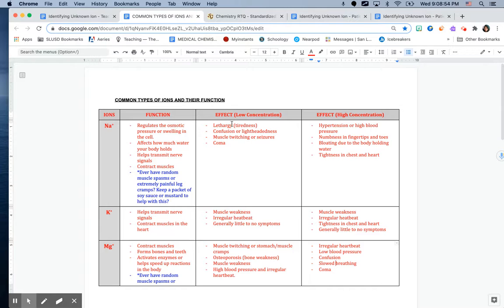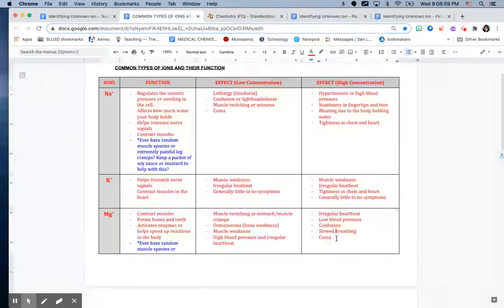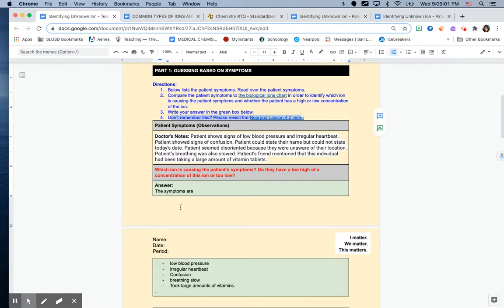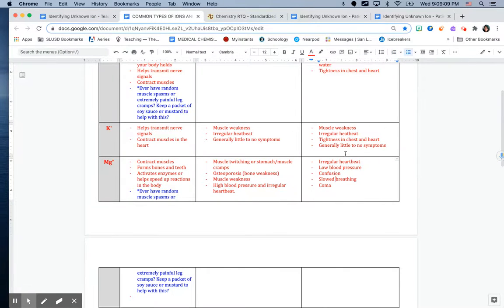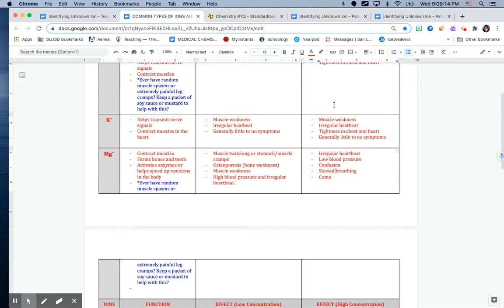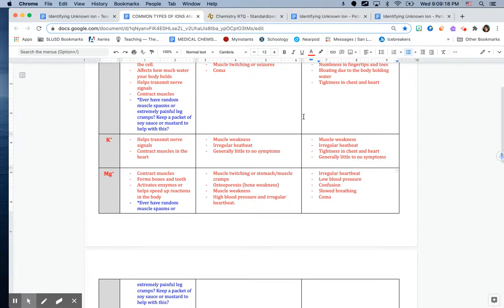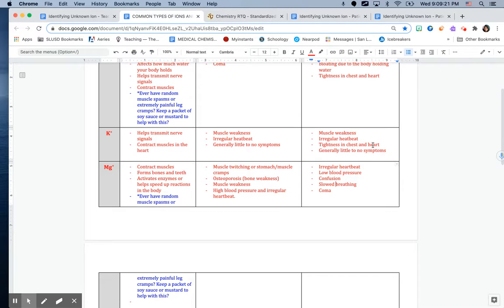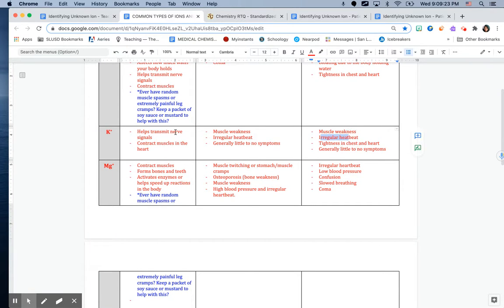Basically, what I'm doing is looking for the same symptoms as the ones listed in the doctor's notes: low blood pressure, irregular heartbeat, confusion, and slow breathing. As I scroll through, I'm looking for irregular heartbeat, low blood pressure, and confusion, maybe along with some other symptoms. For this one, K, or potassium, I notice irregular heartbeat, so that's one of the symptoms.